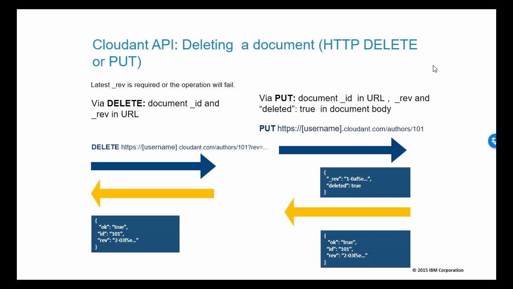If I do the delete via put, I need to provide the document ID in the URL. Then I have to provide a revision number in the document body of the request, along with the deleted true combination as shown in the slide in order to delete the document via put. When I execute this, I get back an acknowledgement saying that the delete was successful.